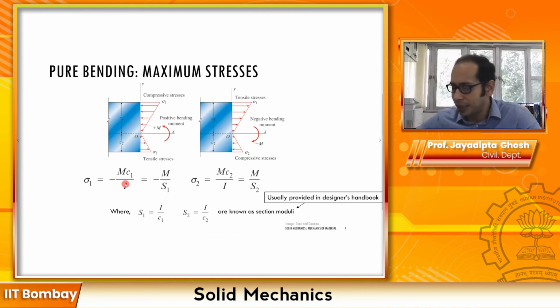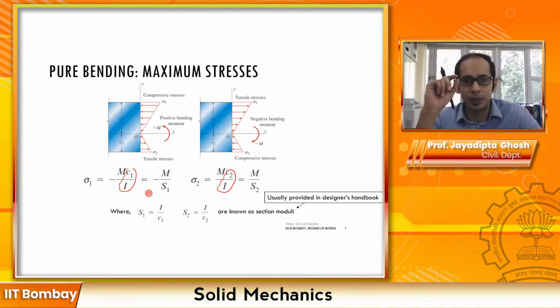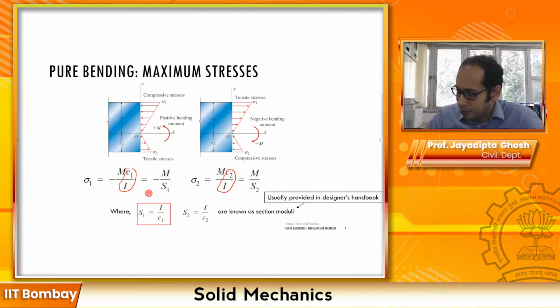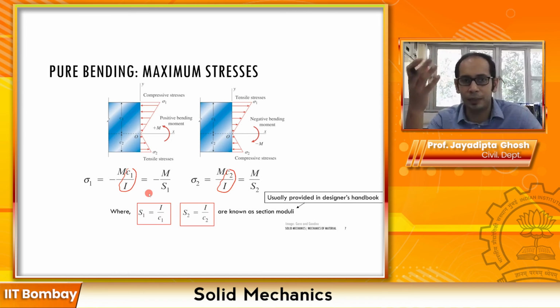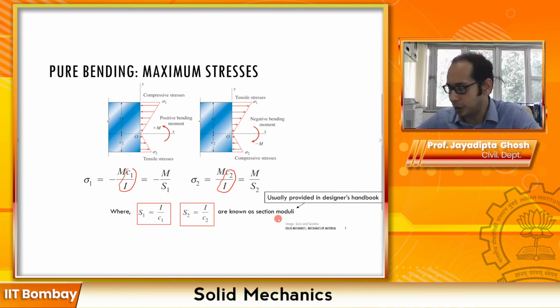So usually these two quantities that you see over here are clubbed together in one single unit in the designer's handbook, and that is known as the section modulus S. The section modulus essentially tells you, regardless of whether you're looking at the top or at the bottom, I is the same. I just depends on the section. So I divided by C1, that is I divided by the top distance, and I divided by C2, are known as the section moduli. So you have two section moduli for every section. It is just the ratio of the area moment of inertia to the distances from the neutral axis to the top and from the neutral axis to the bottom. So these are the two section moduli.